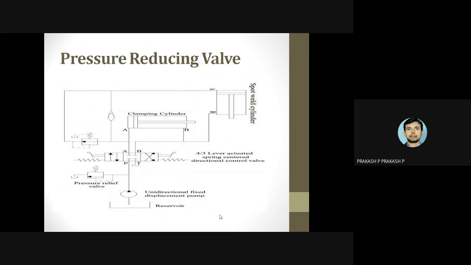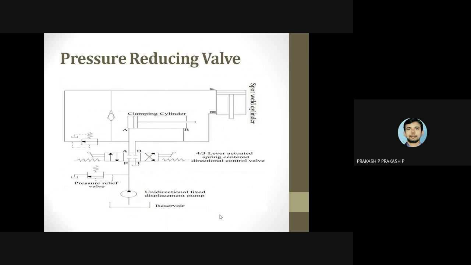This is a simple circuit for a pressure reducing valve for a clamping and spot welding cylinder. At the bottom there is a reservoir, a unidirectional fixed displacement pump, a pressure relief valve, a 4/3 lever actuated spring centered directional control valve, and there is a clamping cylinder and a spot cylinder. At the initial position, no fluid flow happens because port P and the other ports are closed. The oil from the reservoir, pumped by the pump, passes through the pressure relief valve and is stored back into the tank. This is the neutral position.